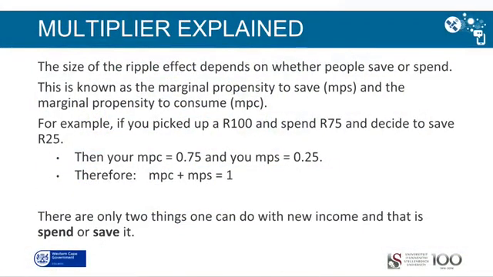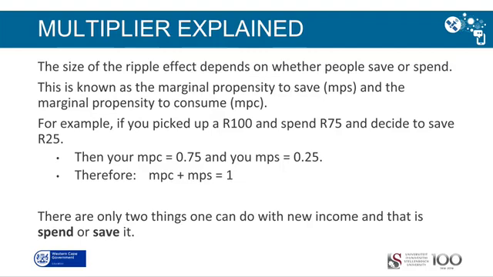Right. The size of the ripple effect depends on whether people save or spend. This is known as marginal propensity to save, which we abbreviate as MPS, and the marginal propensity to consume, which abbreviates to MPC. Please note small letters MPC because, as you know, we also have capital letters MPC, which stands for Monetary Policy Committee. But here we're talking about marginal propensity to consume.